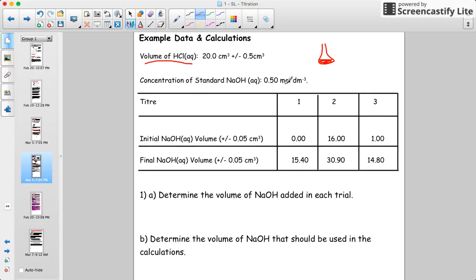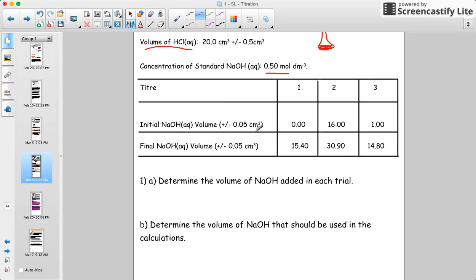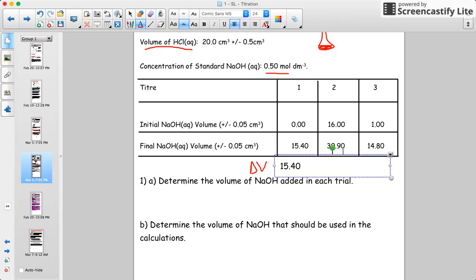Then we are adding to that NaOH, and that NaOH has a concentration of 0.5 moles per dm cubed. And these are the volume readings for the burette for the NaOH. What we care about is the change in volume for each trial. In this one, we've got clearly 15.4 being added, 15.40. And in the next one, we've got 14.9. And in the last one, we've got 13.8.